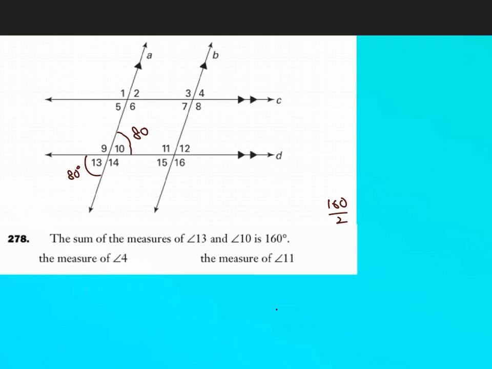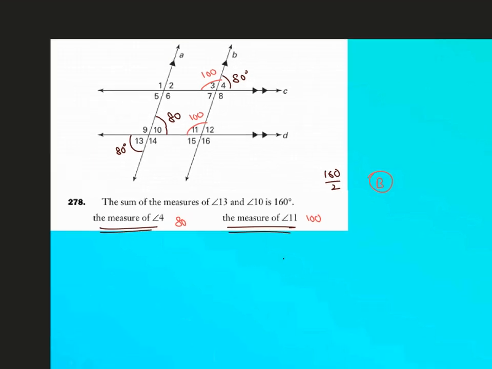Now you have to compare the measure of angle 4. This is quantity A and this is quantity B. Now if angle 13, angle 10 is 80, this is the corresponding angle. This also has to be 80. If I talk about angle 11, which is this one, now this one corresponds to angle 3. Angle 3 and angle 4 are supplementary angles. They are on the straight line. So if this is 80, this has to be 100. And if this is 100, angle 11 has to be 100 as well. So you're actually comparing 80 to 100. Clearly 100 is more than 80. So the answer is quantity B is greater than quantity A, which is option B.